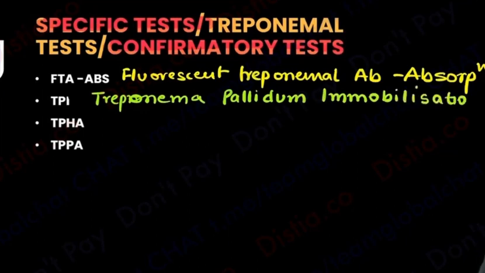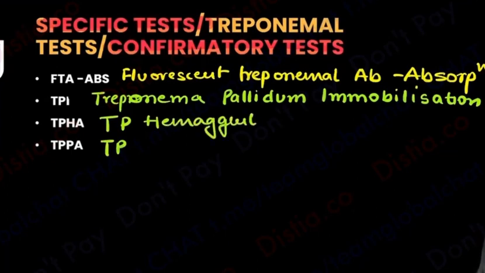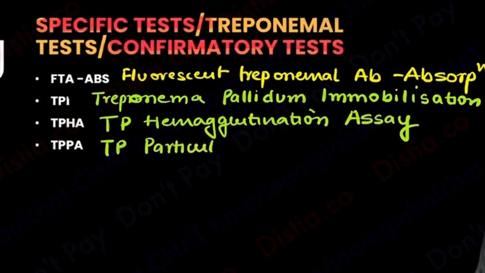So Treponema pallidum immobilization. Okay, what is TPHA? Again, I'll write TP, so everywhere it is Treponema pallidum only. HA is going to be hemagglutination assay. It is something to do with hemagglutination. So hemagglutination assay. And TPPA, Treponema pallidum particulate assay.